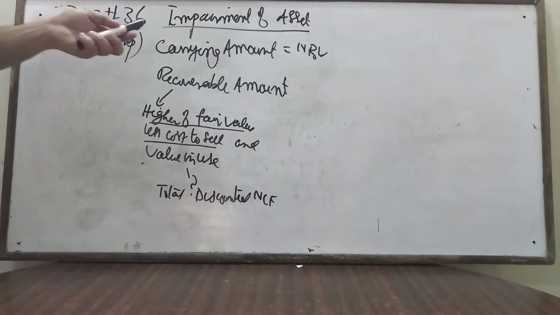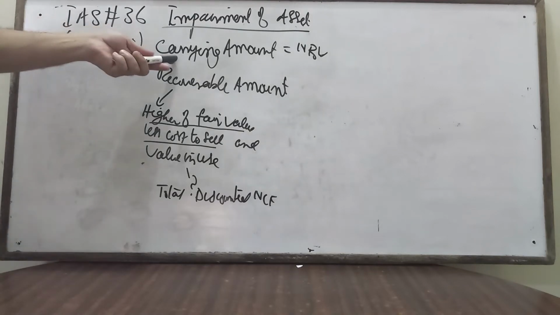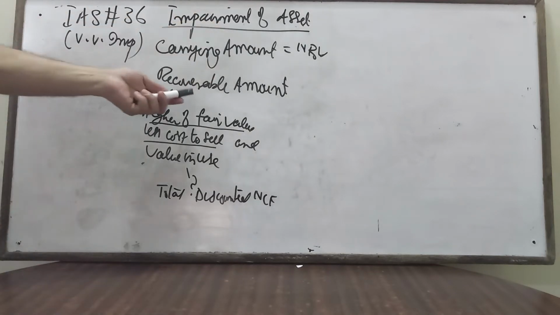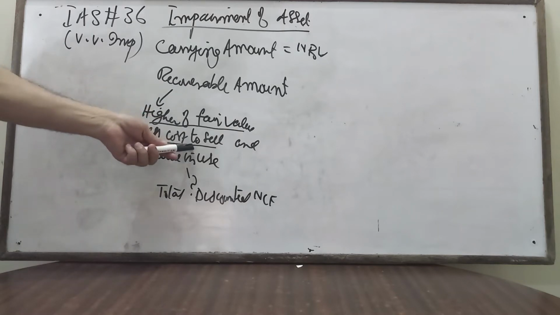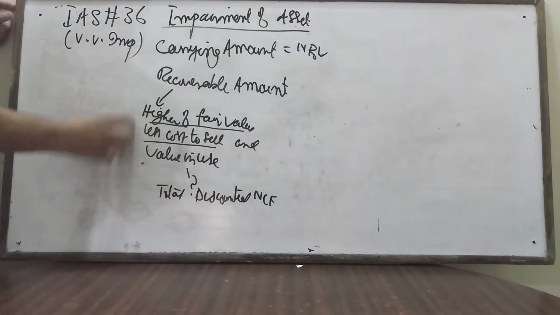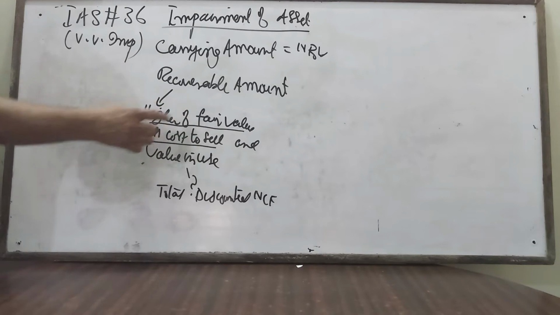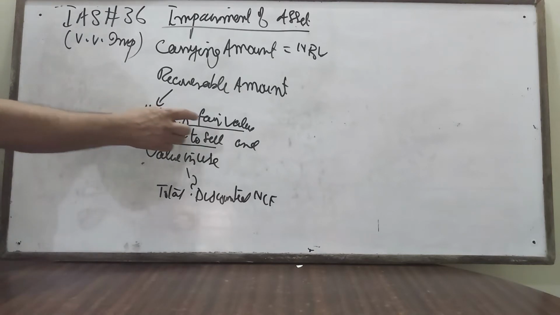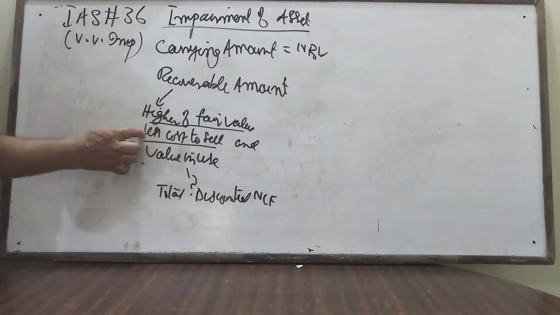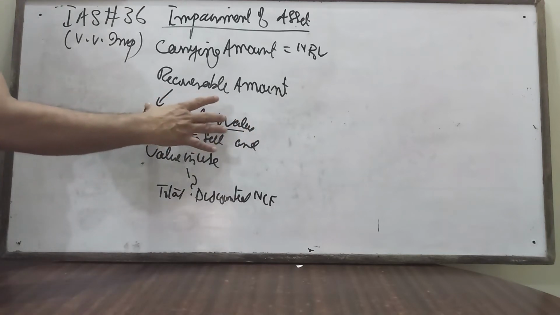In this chapter, first understand carrying amount, which is the net book value, and recoverable amount, which equals the higher of fair value less cost to sell and value in use. Whichever of these two is higher will be the recoverable amount. Fair value is the selling price, and the cost to sell will be given in the exam.